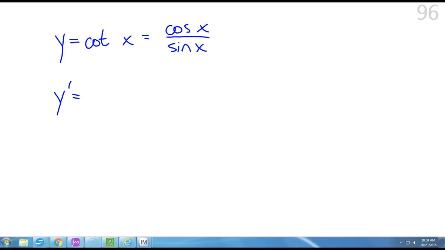So think about it: if cosine squared plus sine squared is 1, what is negative cosine squared minus sine squared? Negative 1. You know, if 8 plus 6 is 14, negative 8 minus 6 is negative 14. Same idea.